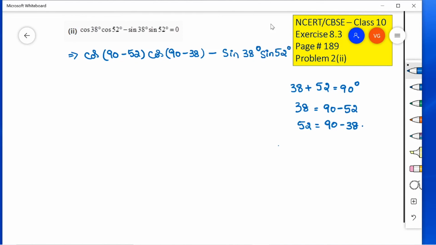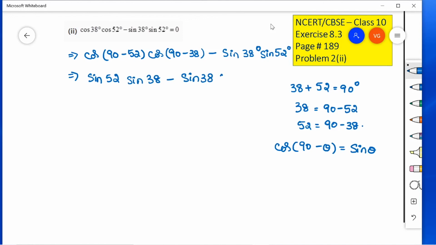So as we know cos 90 minus theta is equal to sin theta here. The term here cos 90 minus 52 is of the form cos 90 minus theta, which is nothing but now sin 52. Then cos 90 minus 38 can be written as sin 38. So sin 52 times sin 38 minus sin 38 sin 52, right? So both are one and the same.